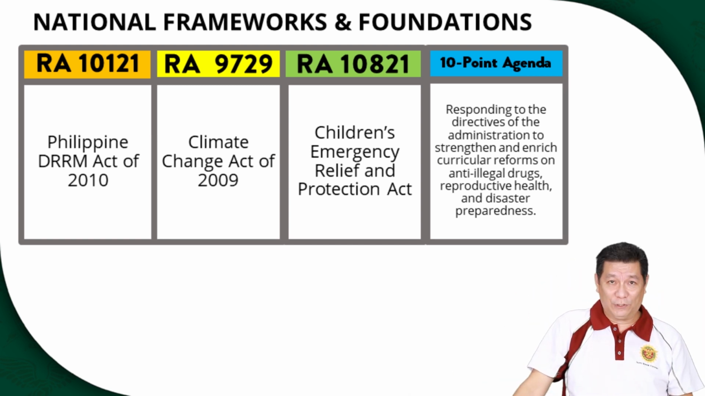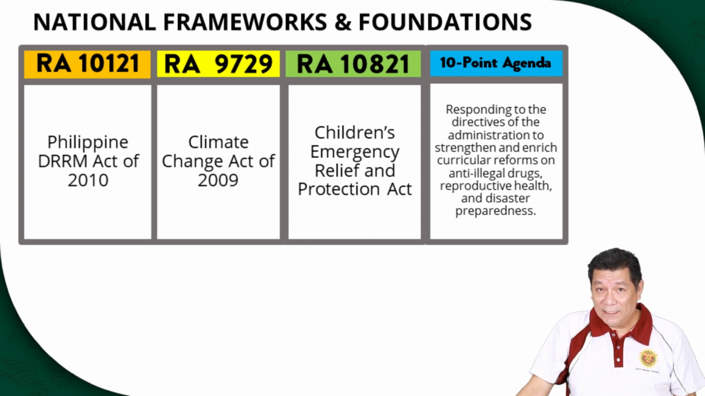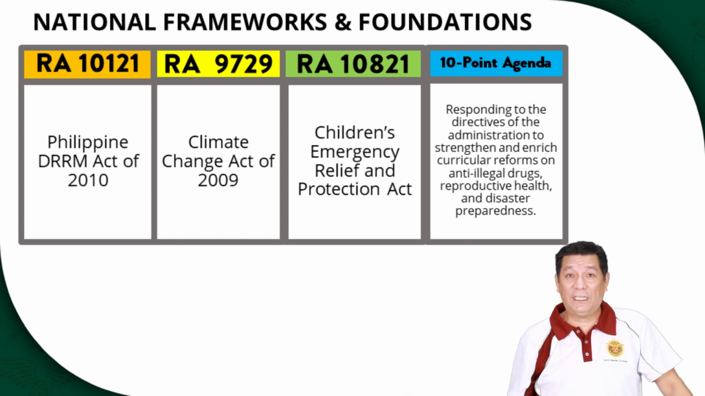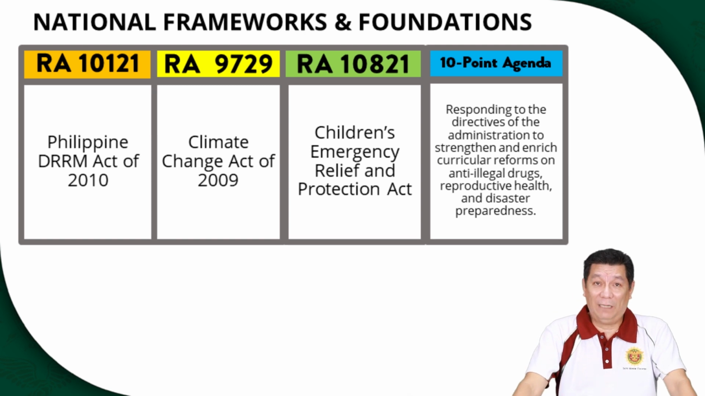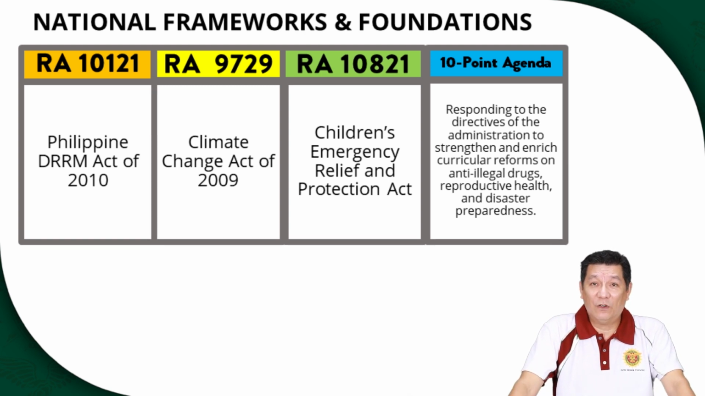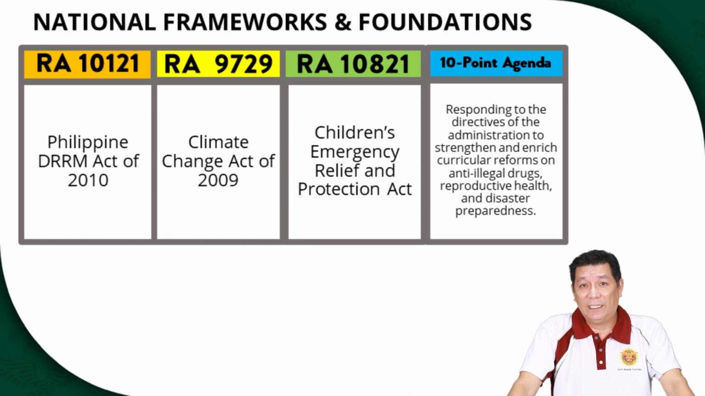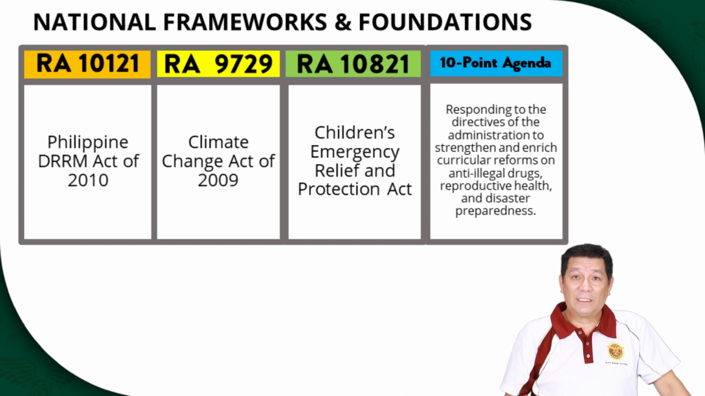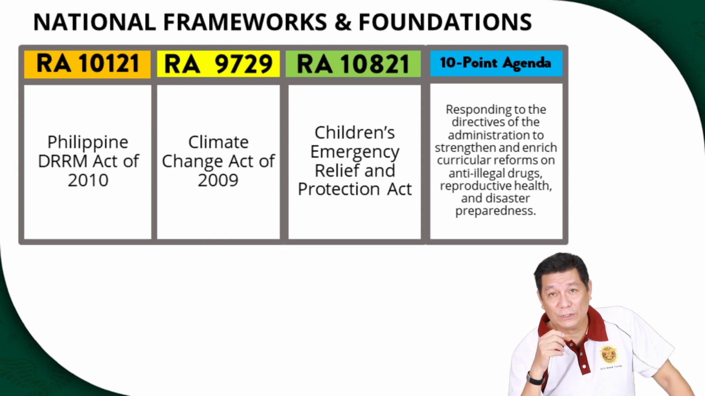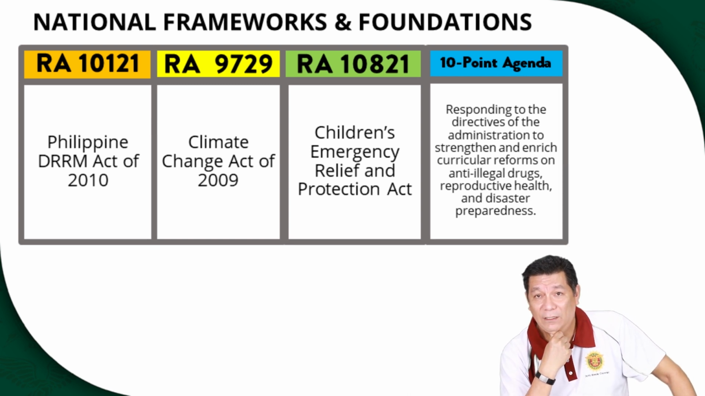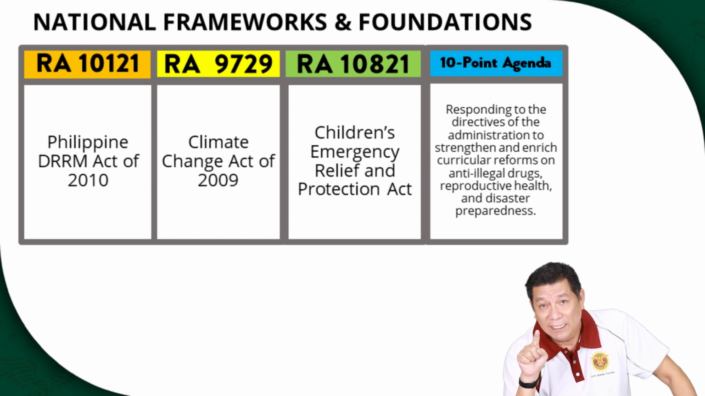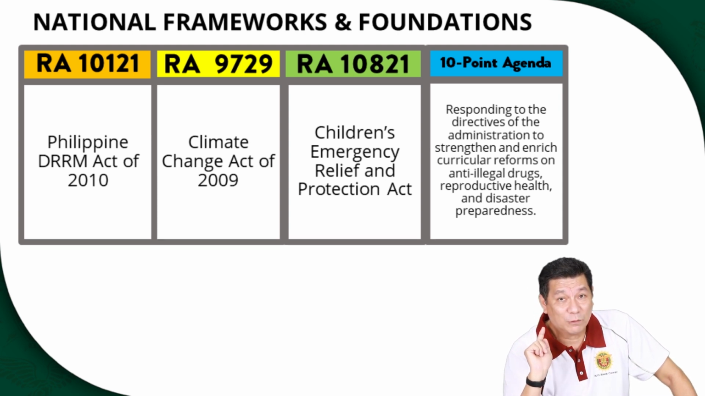As I mentioned also kanina, all public schools are not allowed to be used as evacuation centers. Yan yung Children's Emergency Relief and Protection Act, RA 10821, which was enacted in June 2016. And at present, we are also focusing on the 10-point agenda of the current administration wherein disaster preparedness is one of the priorities.